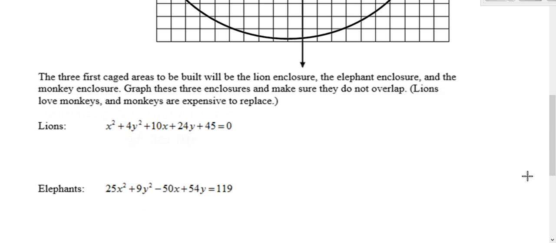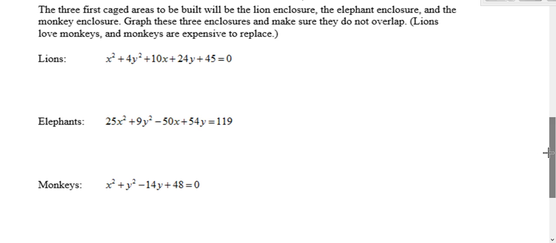Then down below, it gives different equations for lions and elephants and monkeys. We need to get them all to be standard form so we can graph with the center and radius and stuff like that. We have some circles and some ellipses.